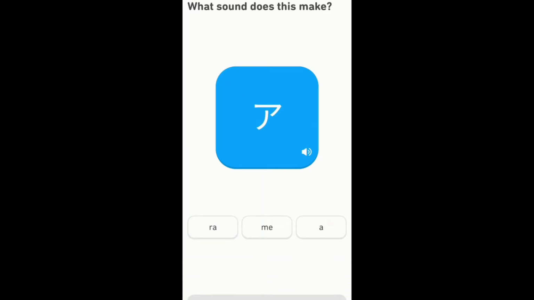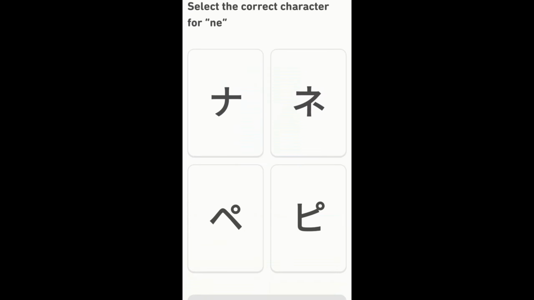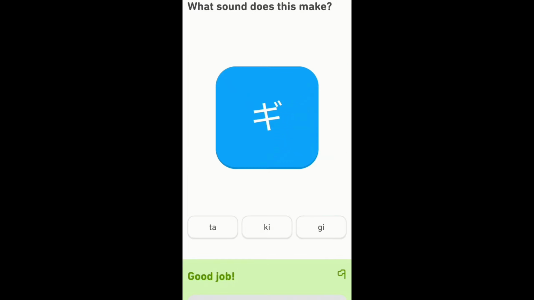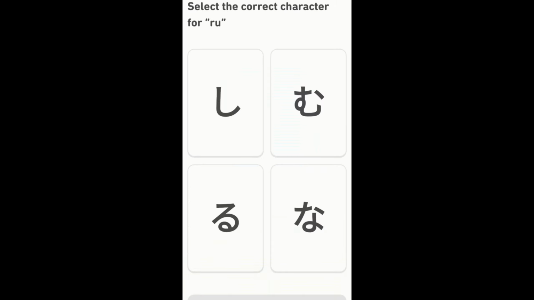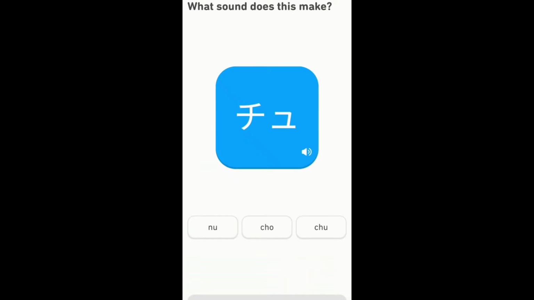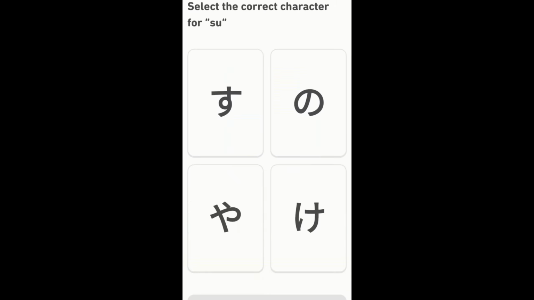Okay, now this is a... now it's ne. So this is all in katakana. If you know some of, like ru, take ru for example, this is in hiragana. This is in katakana. So it's very different. You need to know which one's which.